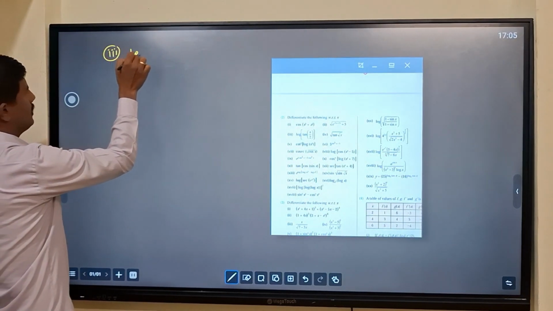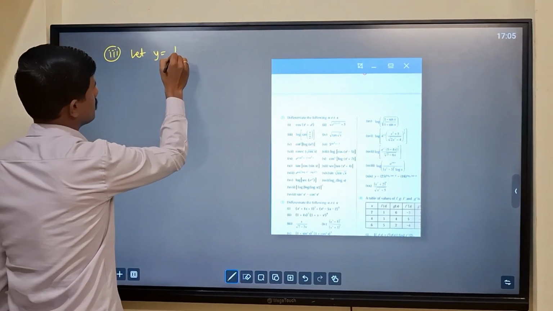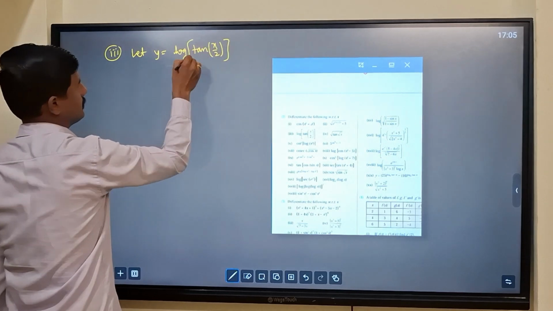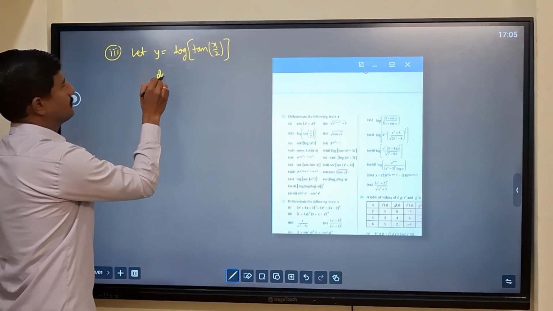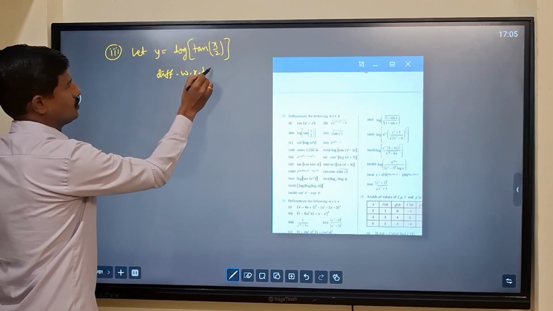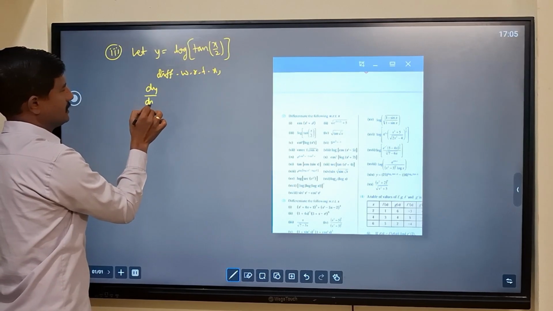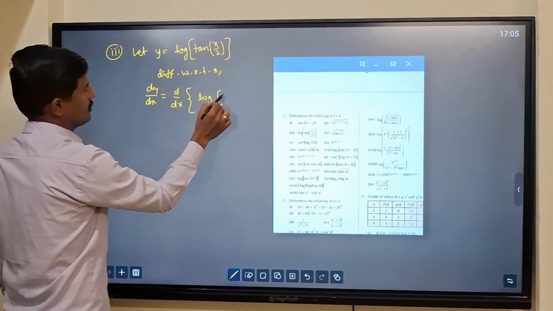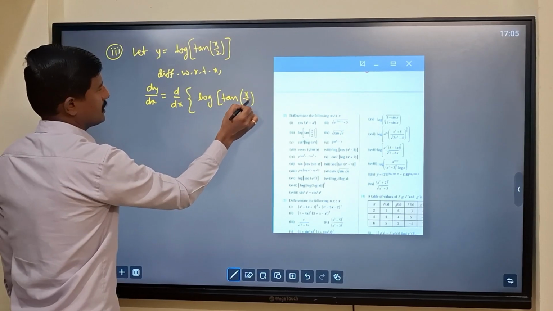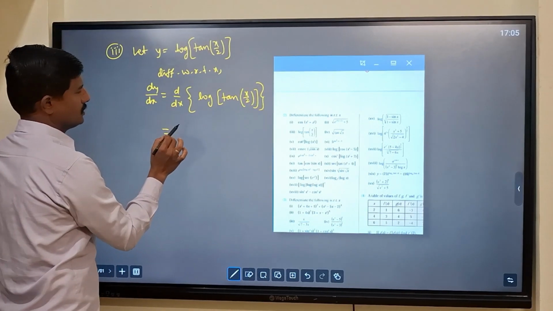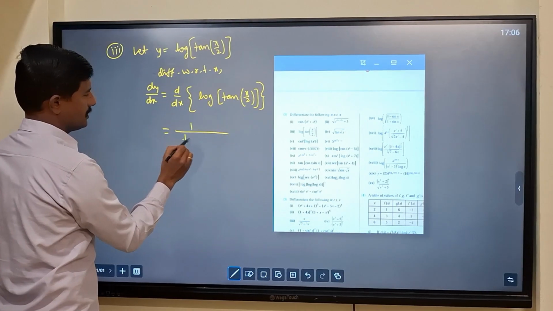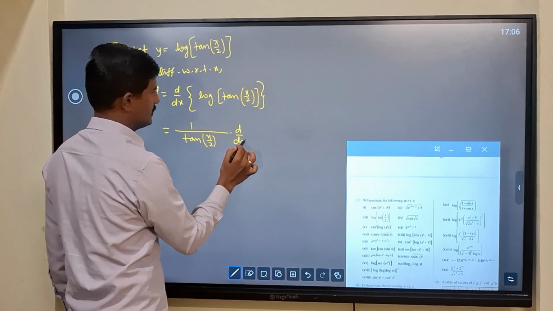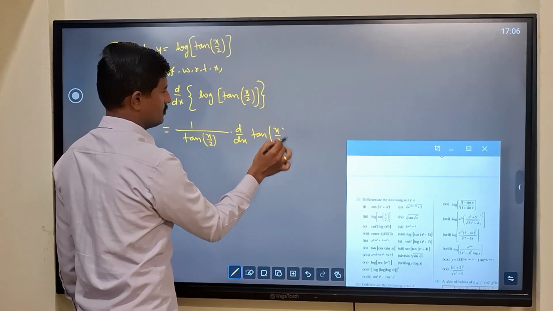Third, let y equal to log of tan of x by 2. Differentiate with respect to x. dy by dx equal to d dx of log of tan of x by 2. Differentiation of log of tan of x by 2 is 1 upon tan of x by 2 into d dx of tan of x by 2.